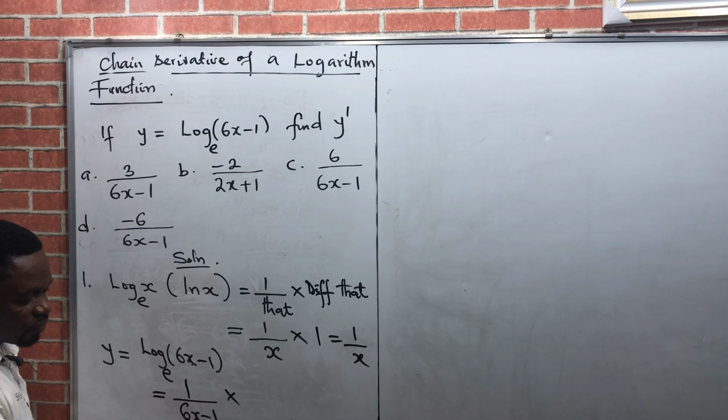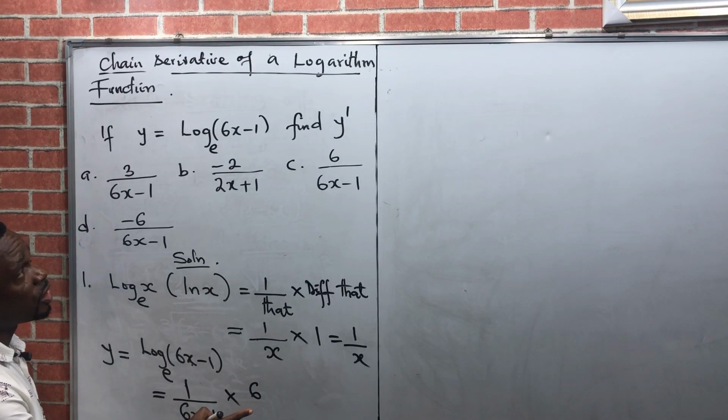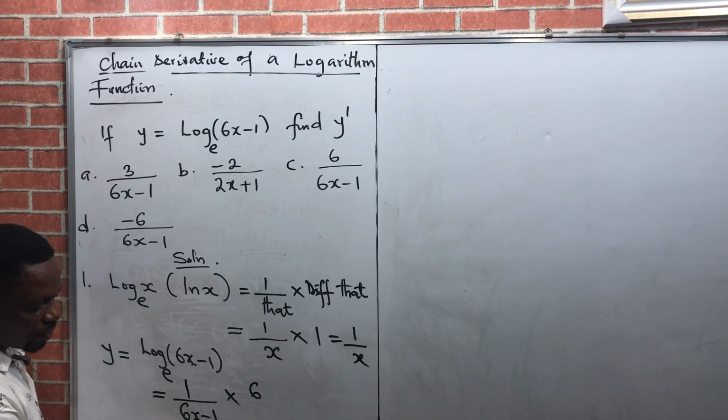Then the next thing is to differentiate that, which is the 6x minus 1. If you differentiate 6x minus 1, it will give you 6. Are you with me now? Now that is all. Minus 1 is a constant. Throw it away, or it is 0.